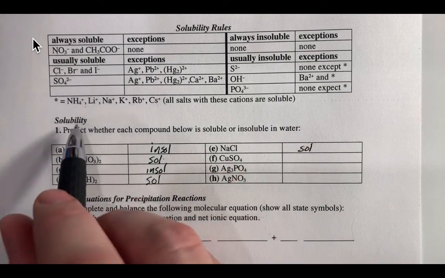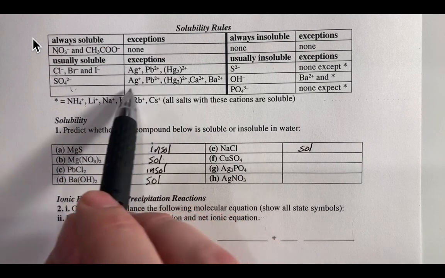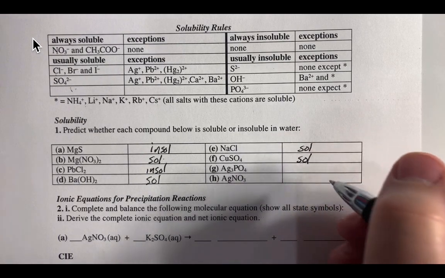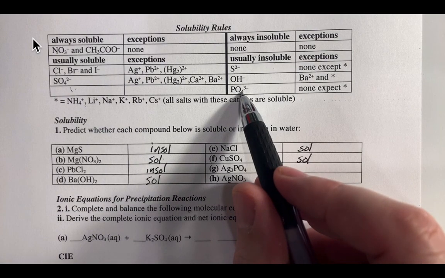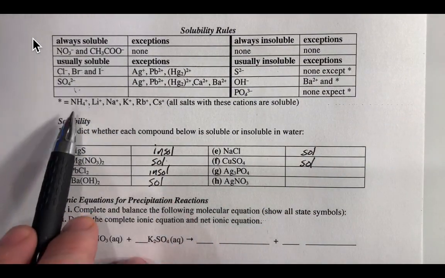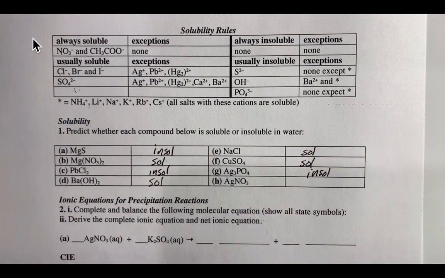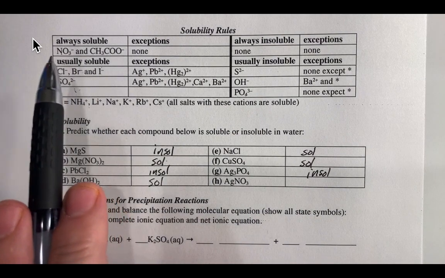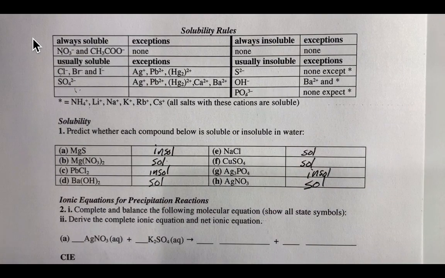Sulfate salts are usually soluble, and copper is not in the list of exceptions, so it remains soluble. Phosphate salts are usually insoluble. There are no exceptions except for these guys, and silver is not listed down here, so this phosphate salt is insoluble, as most of them are. And then finally, this is a nitrate salt. Nitrate is always soluble, and so that compound is soluble.